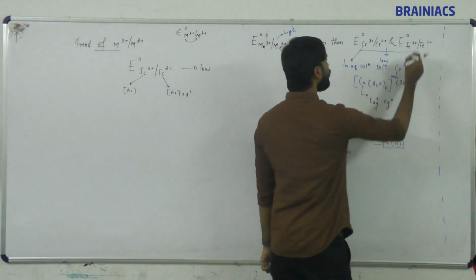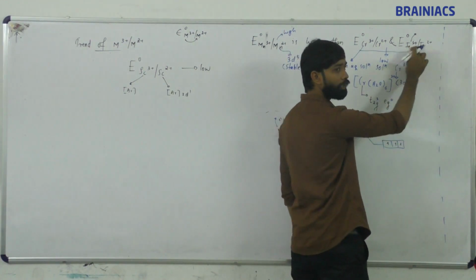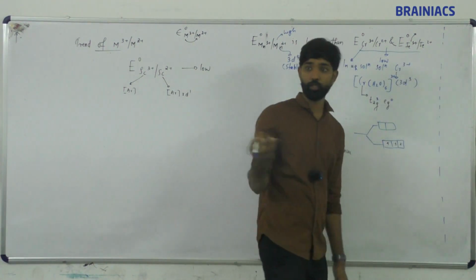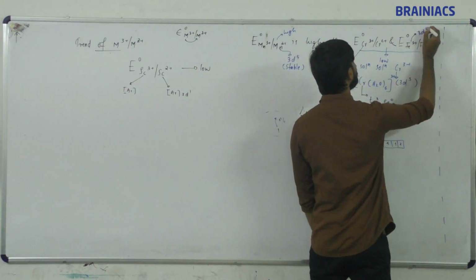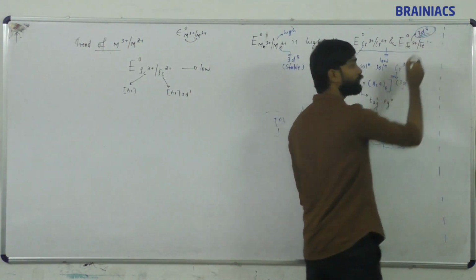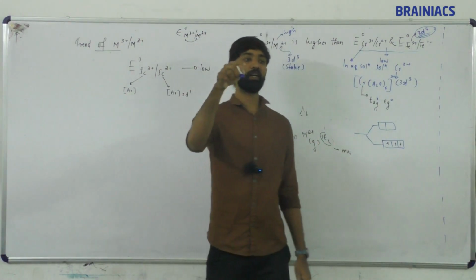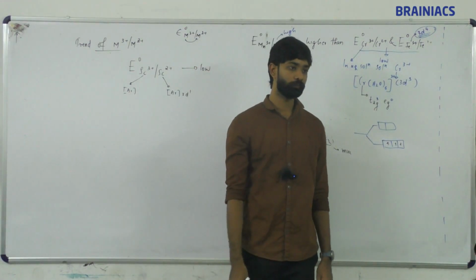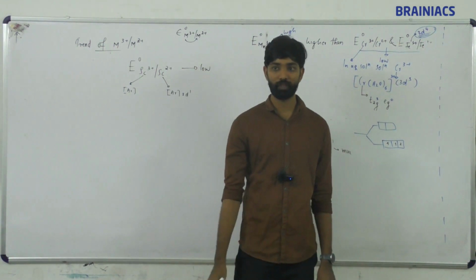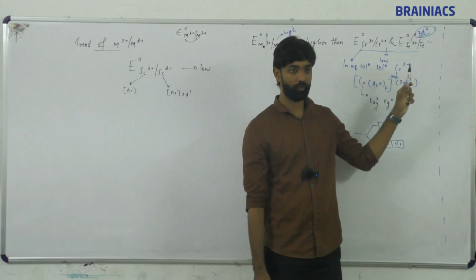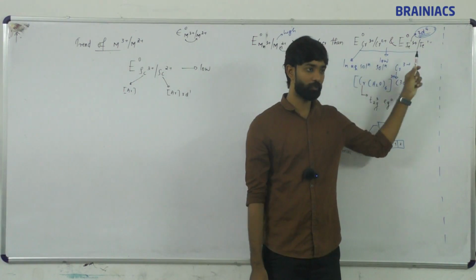Okay, fine. And Fe3 plus to Fe2 plus, the value is low, which means Fe3 plus is stable. That's correct. Fe3 plus has 3d5. Iron has the configuration 4s2 3d6. If it becomes Fe3 plus, it becomes 4s0 3d5. So due to 3d5 half-filled stability.